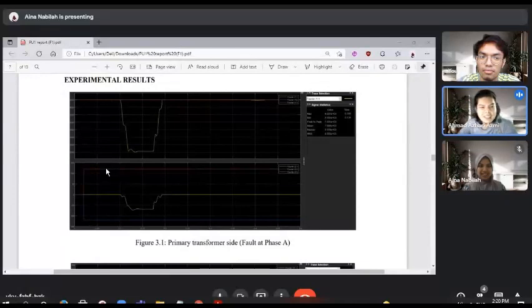This is our lab, which is at the primary transformer site, fault at phase A. So at the phase A, at the phase B, the phase B graph will sag. So next.